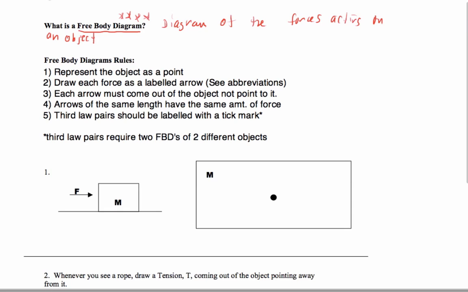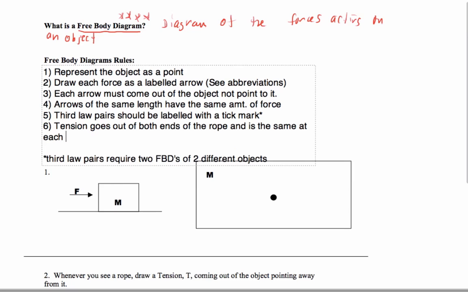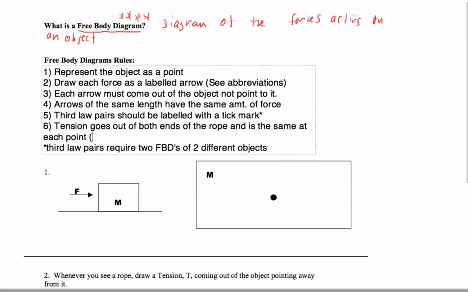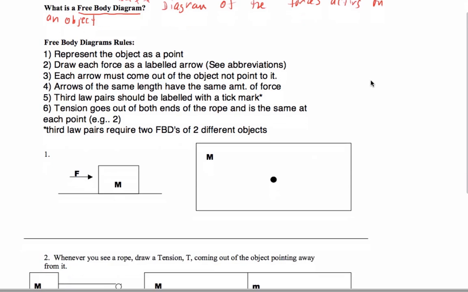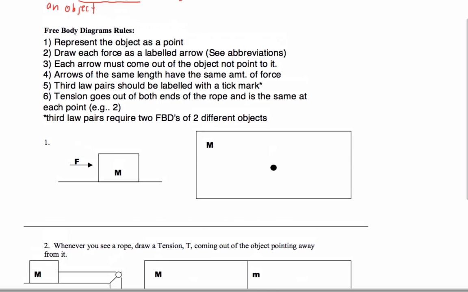You know, there's one more rule that I want to add to our free body diagram rule, so I'm going to write it right here. Tension goes out of both ends of the rope and is the same at each point. We're going to understand this one when we do example 2, which we'll do maybe in this video, maybe in the next. You don't know. Okay, so here we go.